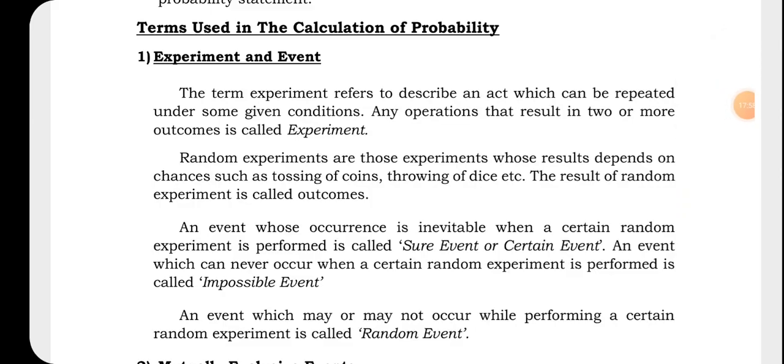Let us see the different terms which are used in the calculation of probability. Let us see the first one. What is experiment? Whenever we talk about experiment, you know why we are doing experiment? Because there are chances that two or more outcomes you may be getting.